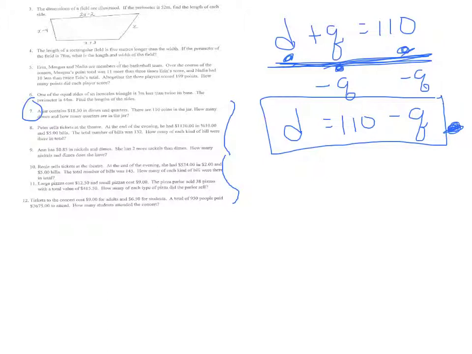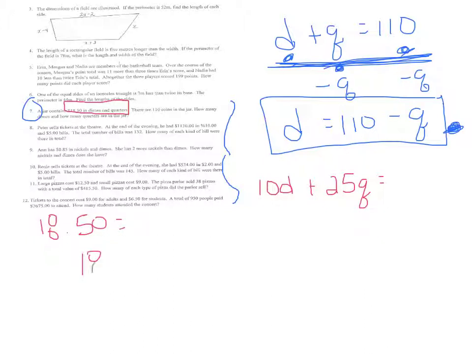The next statement says, you have dimes and quarters and they add up to $18.50. So we know that every dime is worth 10 cents, plus every quarter is worth 25 cents, and that has to give me $18.50, which is 1,850 cents. I'm going to deal with cents over here. So this will be 1850.